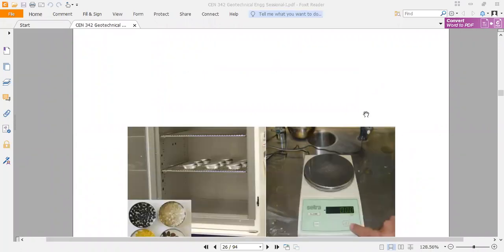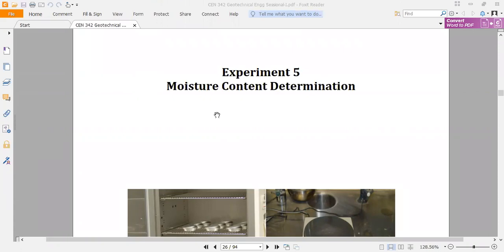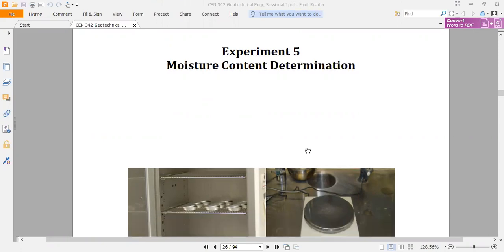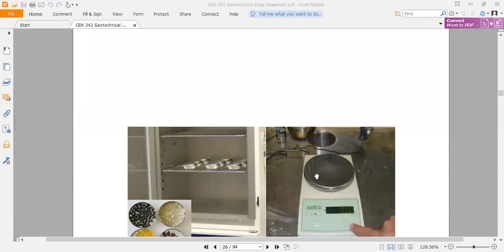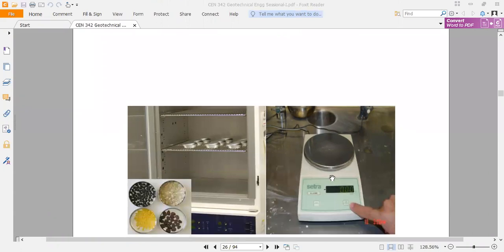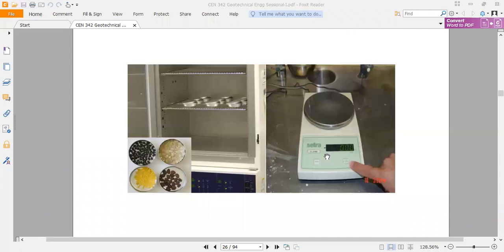In this test today we will learn how to determine the moisture content of a soil particle. Moisture content is also known as water content. So we have to find out the water content for a soil particle. We have to take several weight balances. There is a step-by-step procedure, and we have to know exactly the steps one by one.